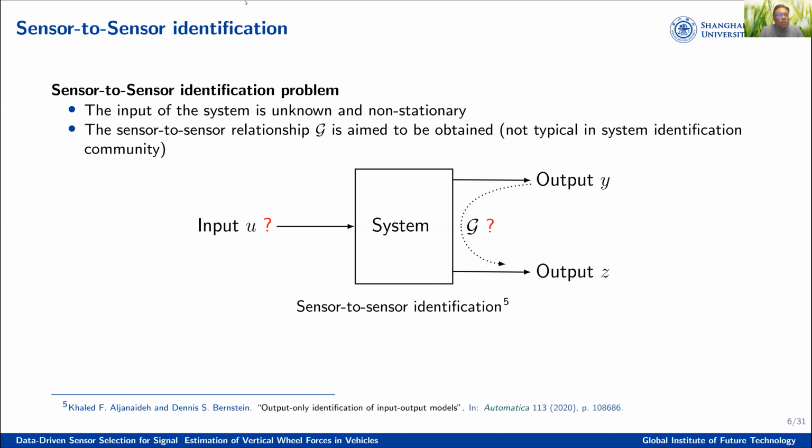So in this case, the sensor-to-sensor relationship G tries to describe the relation between two types of outputs, Y and Z. What we are interested in is whether we could build a model to describe output Z using output Y, because U here is unknown.